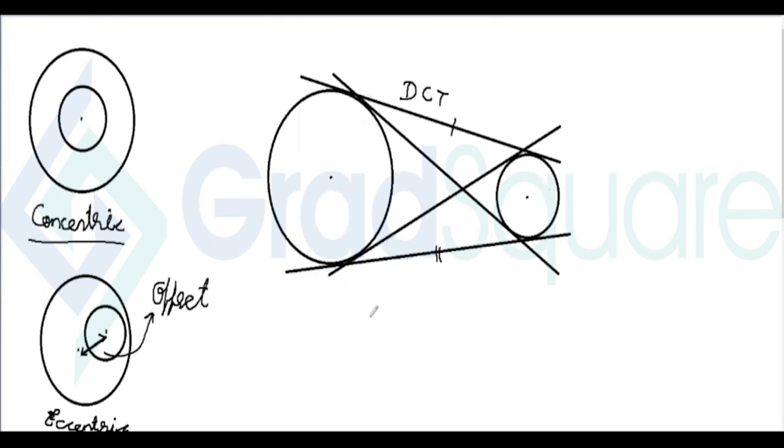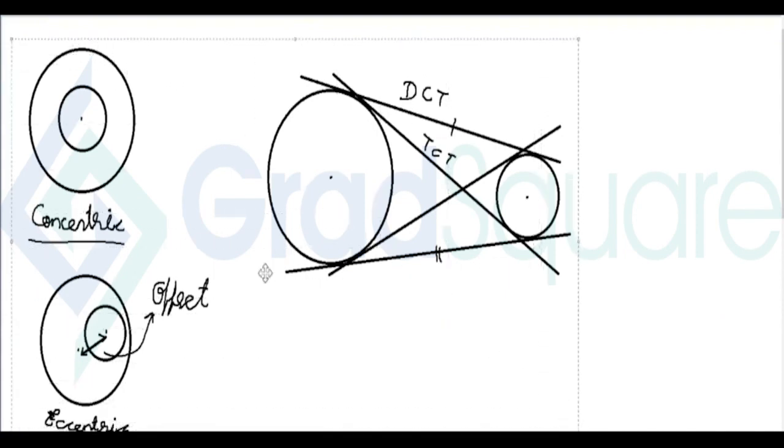And these 2 tangents which are crossing over and cutting each other are called TCTs, or transverse common tangents. So whenever 2 circles on a plane are not touching each other externally, you can draw a pair of DCTs and a pair of TCTs to these 2 circles. Okay. So this is the first case of 2 circles interacting with each other on a plane, which is that they don't touch each other at all.